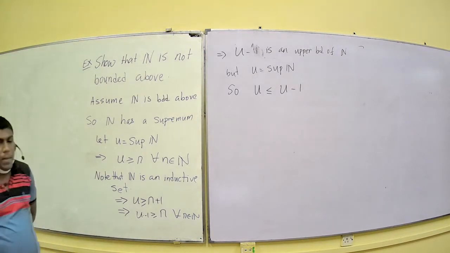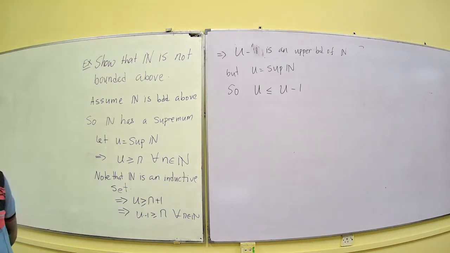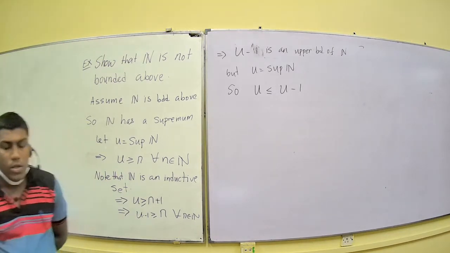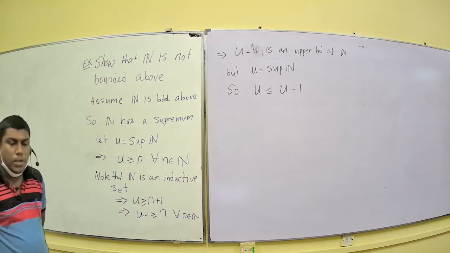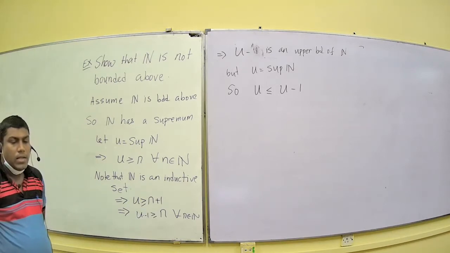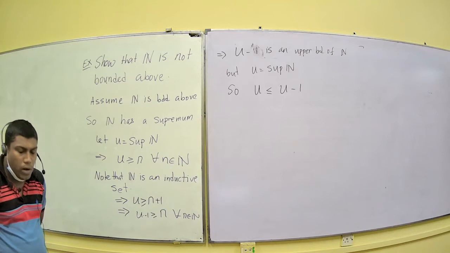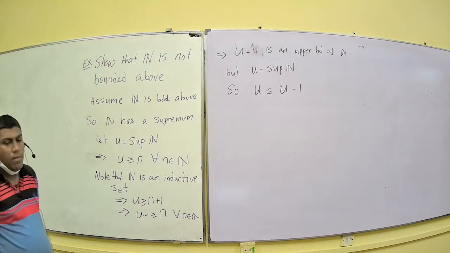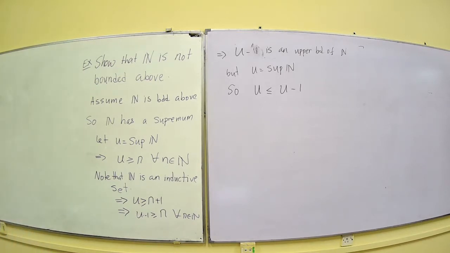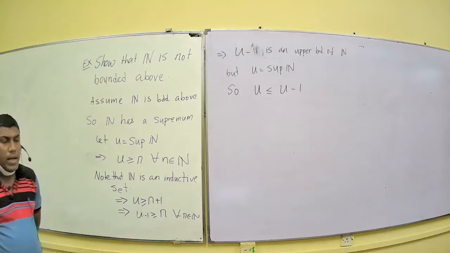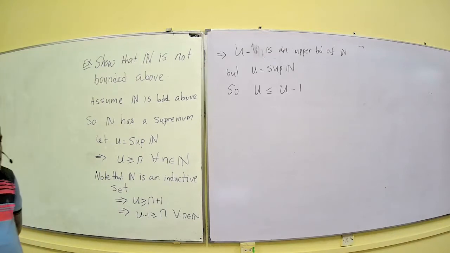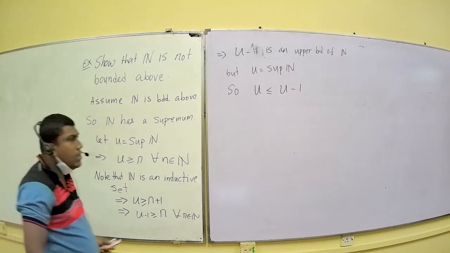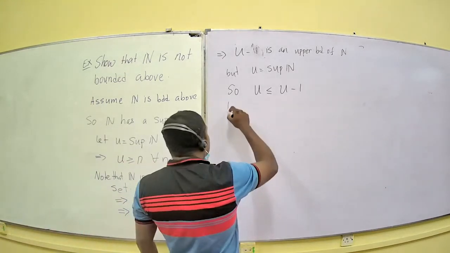So the supremum must be the least upper bound. So u must be less or equal to u minus 1. So you all know that this is not possible, right? Some number being smaller than that number minus 1 will never happen, right? In any numbers, when you reduce 1 from a number, obviously it will be smaller than the previous one. It cannot be greater than the previous one, right? So this is clearly a contradiction.